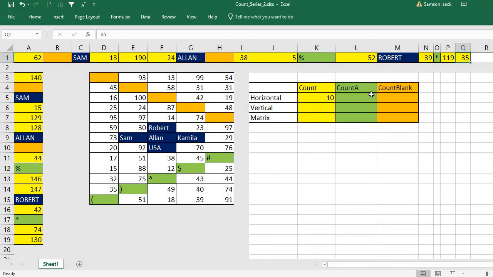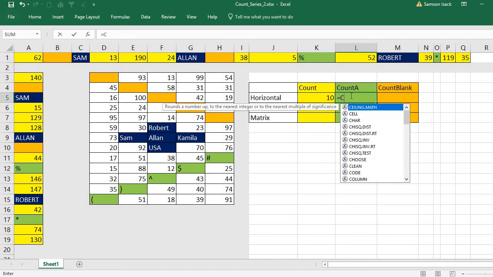And CountA is going to give you, irrespective of whether it is numerical or text or special characters, the total number of non-blank cells. So other than blank, it will count everything, whether it contains a number, alphabet, or special characters.